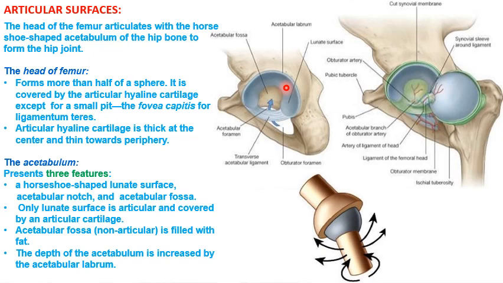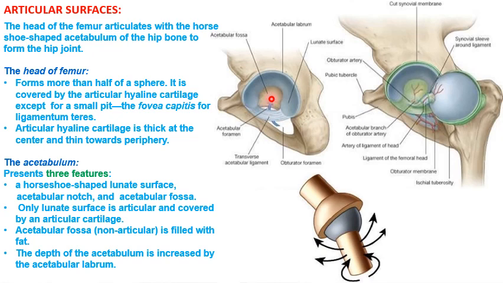If there is any failure of developing this strong shelf-like buttress here in the second month of intrauterine life, through which the body weight is transmitted, there can be congenital dislocation of the hip joint. That is a point to be remembered.